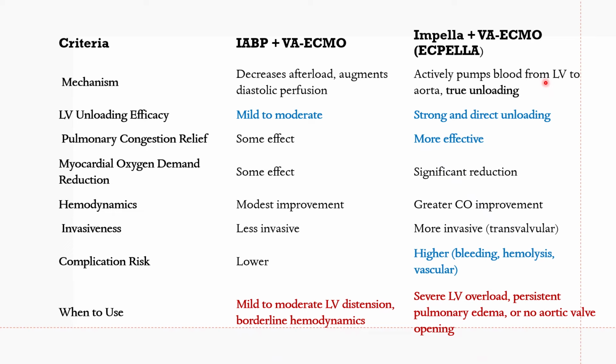But the Impella actively pumps the blood from the left ventricle to the aorta, so it is true, strong and direct unloading. It's more effective, with significant reduction in myocardial oxygen demand and greater improvement in cardiac output. But it's more invasive as it will pass through the valve, with higher bleeding complications, hemolysis and vascular complications. It is used for severe left ventricle overload, resistant pulmonary congestion, pulmonary edema, no aortic valve opening.